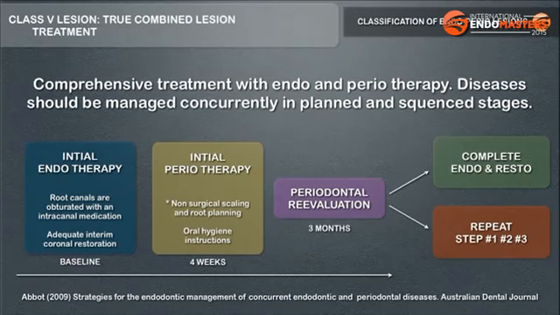Abbott, in his paper from 2009 in the Australian Dental Journal, proposed that teeth with concurrent and communicating endodontic and periodontal diseases require comprehensive treatment with both endodontic and periodontal therapy. Ideally, the two diseases should be managed concurrently, although in planned and sequenced stages, to reduce possible complications from one disease entity affecting the outcome of the treatment of the other problem.